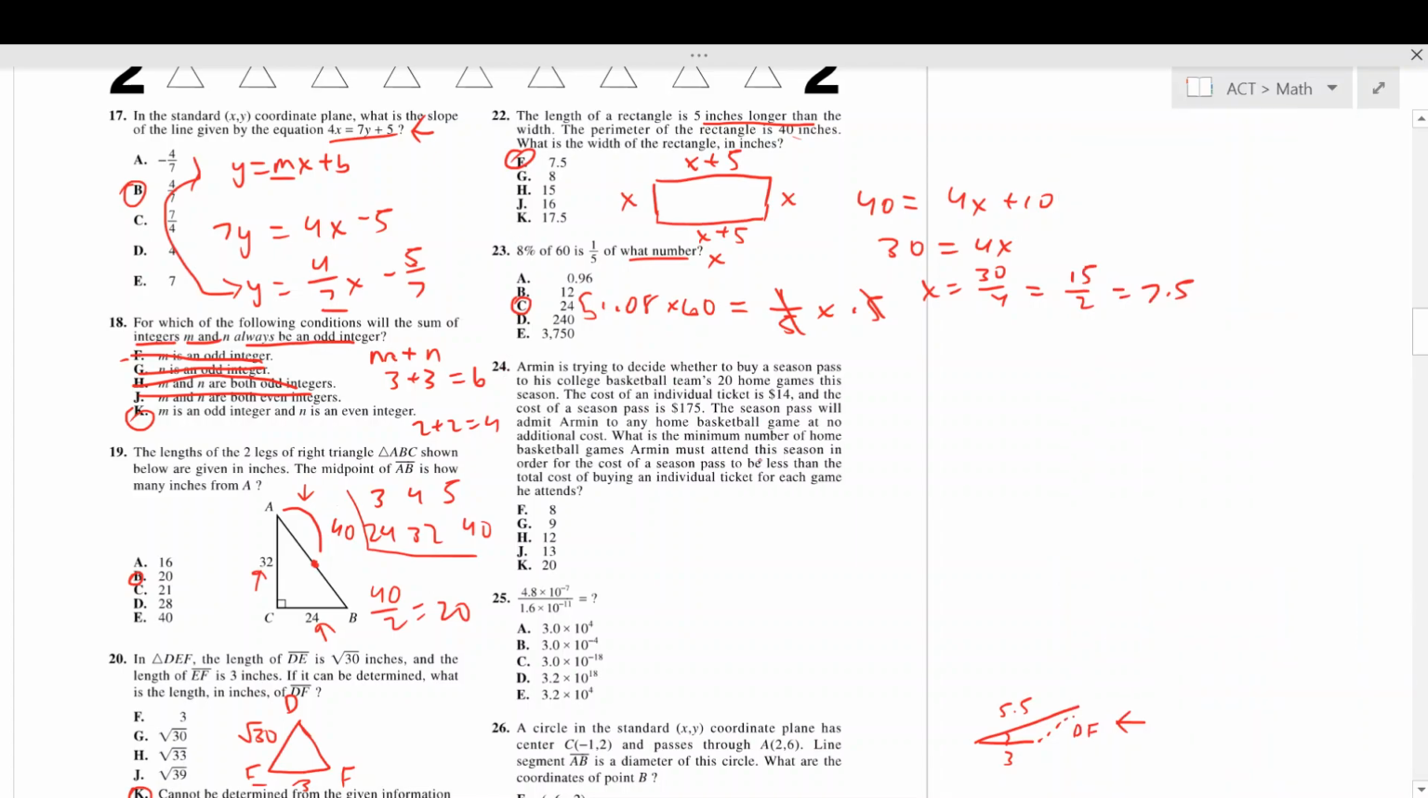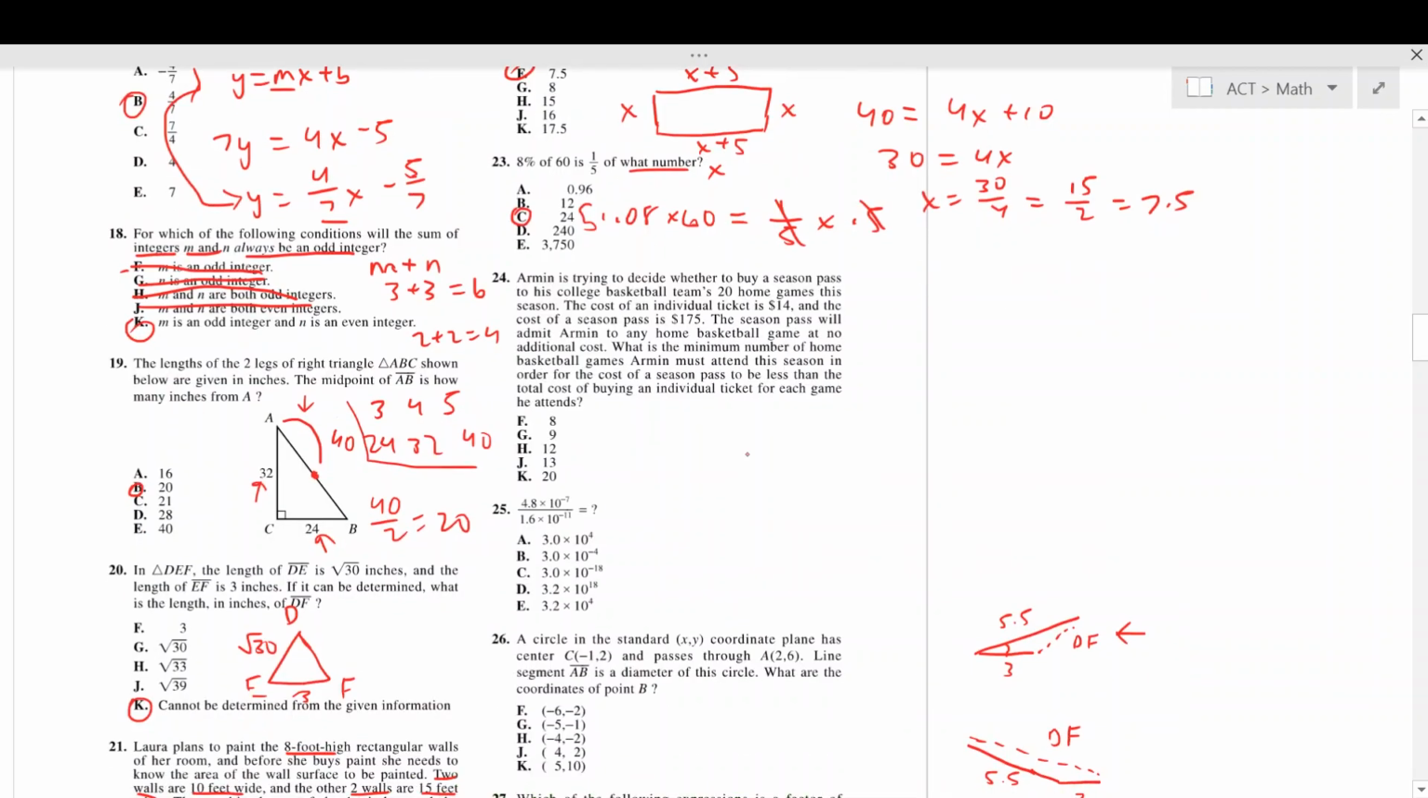This is a really huge word problem, so try to get only the information we need out of it. He is trying to decide whether to buy a season pass to his 20 home games this season. An individual ticket, that means a ticket to one game, is $14. The season pass is $175, so you know $175 covers all 20 games. And for each game, if he were to buy an individual ticket, he'd pay only $14 per game.